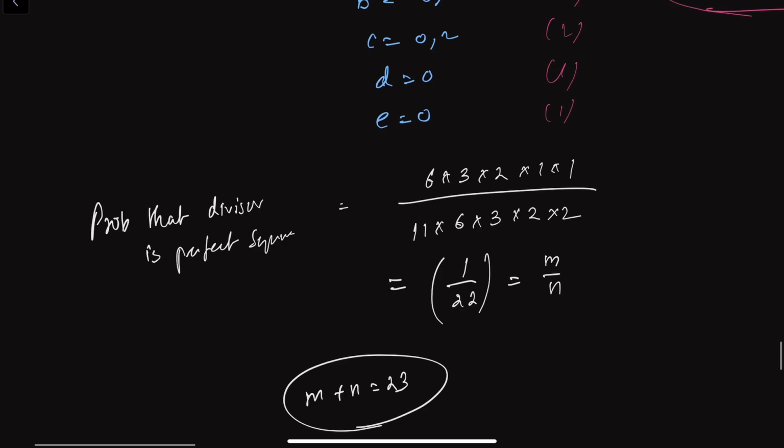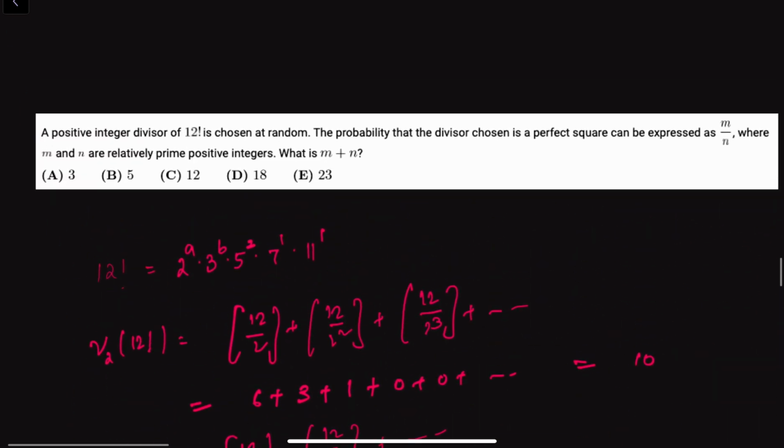So we got 6 into 3 into 2 as the number of perfect square divisors and 11 into 6 into 3 into 2 into 2 as the total number of divisors. If we divide these, we get the required probability, which is 1 by 22. So the sum of the numerator and denominator would be 23. Therefore option E is correct.